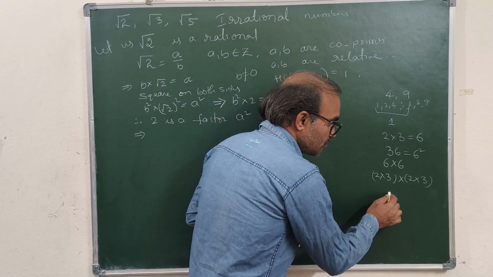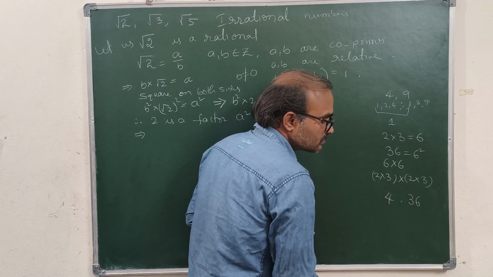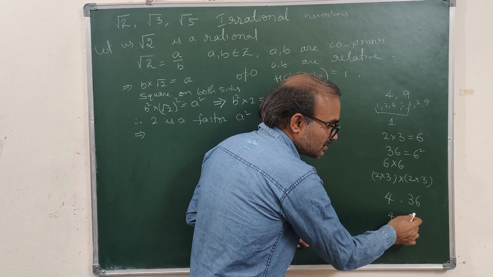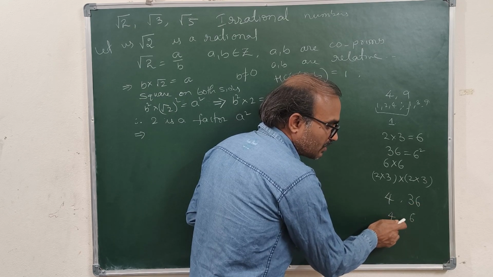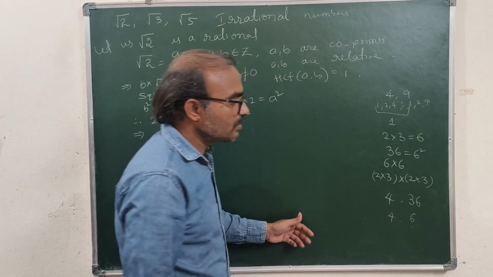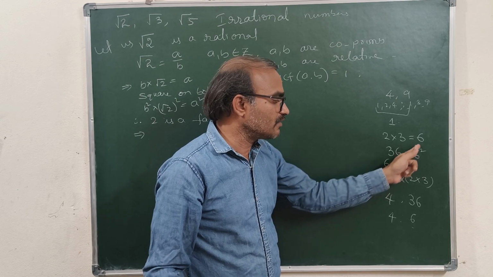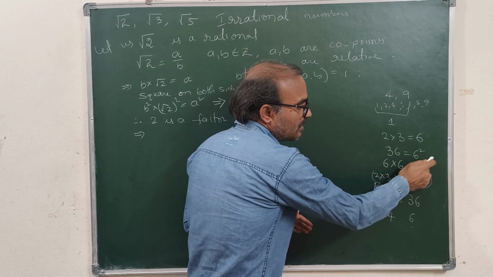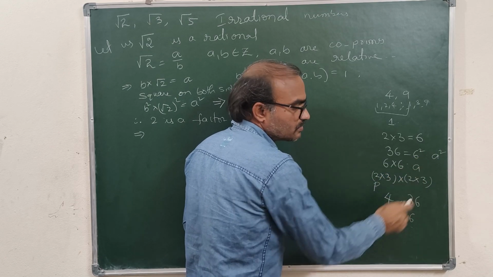So for example, 4 is a factor of 36, right? But 4 is not a factor of 6. That is why, when a prime number, let us consider this as p, is a factor of a square, this p must be a factor of a also.